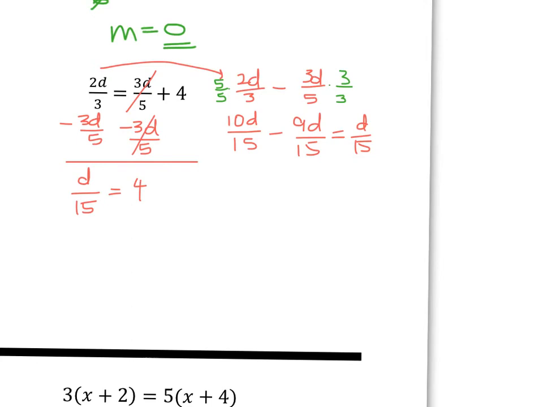So now if we have 1d divided by 15 equals 4, we can easily get rid of the 15 in the denominator by multiplying by its reciprocal, 15 over 1. The 15s would cancel. Over on the right, 4 times 15 is 60, divided by 1 stays 60.